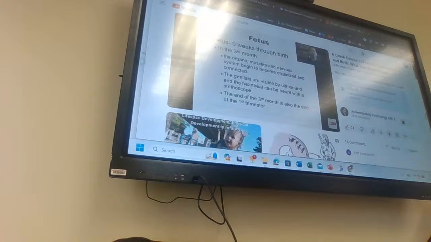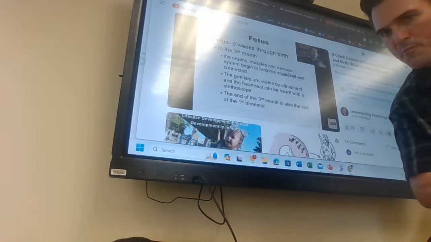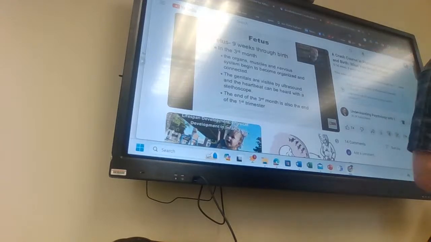Now you'll notice that I don't really say the end point because you have premature birth, right? So from week 9 forward, it's considered the fetal stage. So what's happening in the 3rd trimester? So all the organs, muscles, and nervous system become integrated and connected. You start to see the genitals become formed so you can determine the sex of the child. You can hear the heart with a simple stethoscope by now, and by the end of the 3rd month, you have your 1st trimester done.